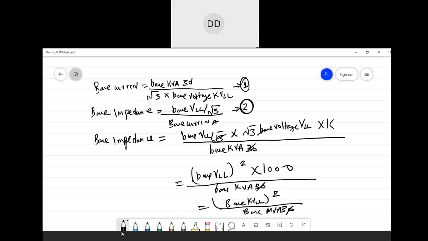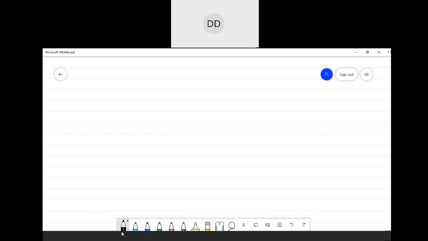So now you have understood how these things are coming. Now if you have noticed, your Z base, in the next slide we'll be writing, is nothing but equal to base KV LL whole square into base VLL whole square.